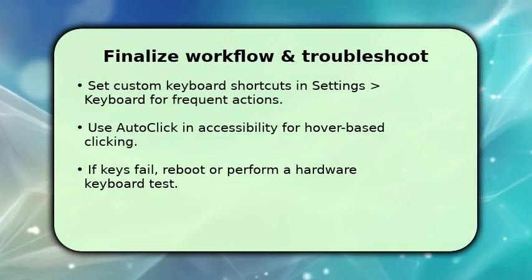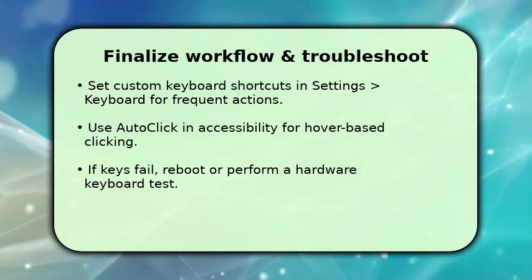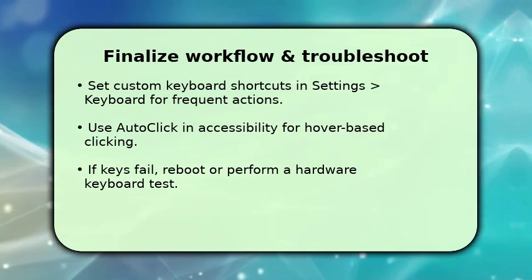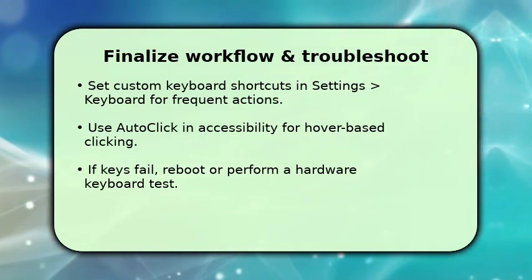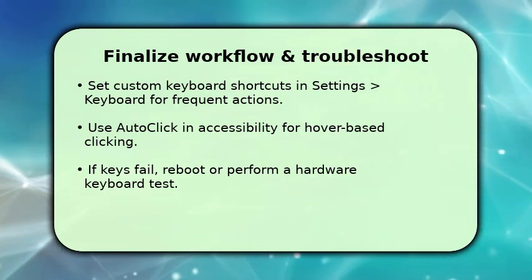Finish by tailoring the system to your workflow. Open Settings device keyboard and map shortcuts for screenshots, brightness, and media. This reduces keystrokes. Enable auto-click under accessibility if tapping feels awkward. It triggers clicks after focus dwells.